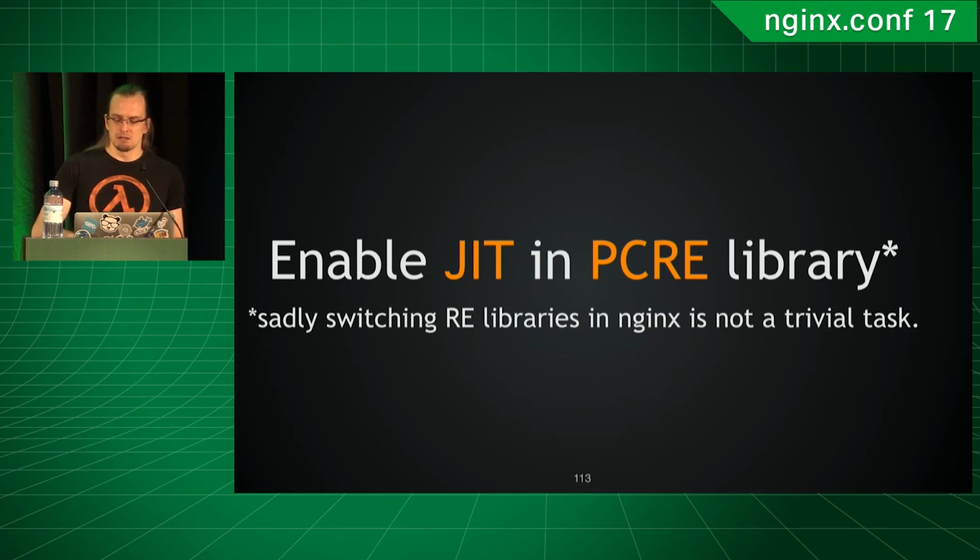If you see PCRE symbols in perf-top, then maybe it is time to enable JIT. I would say it is a bit questionable. If you have lots of regular expressions in your configs, maybe you need to just rewrite them. But again, you can enable JIT and see how it behaves in your particular workload.